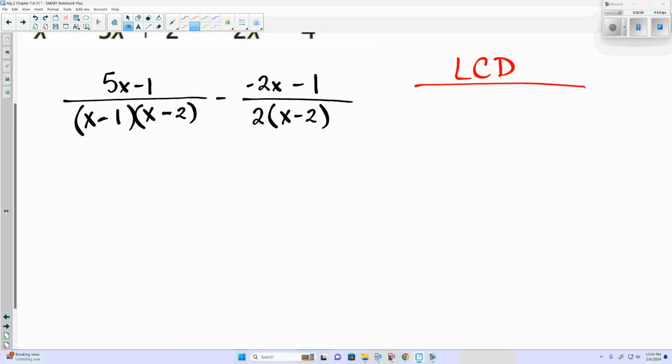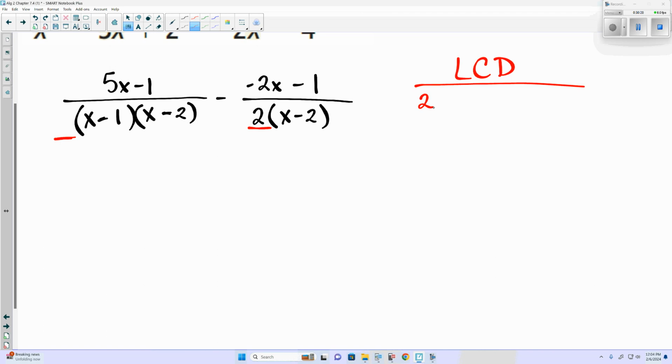Least common denominator, we need to get these to be the same. And again, the first thing we should look for is the numbers out in front or expressions outside of our parentheses. The one on the left does not have anything, but the one on the right has a 2, so we don't have to do much more than have our 2.